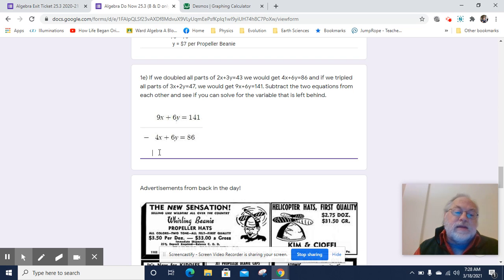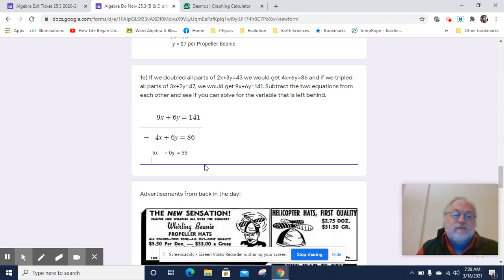So my first thing, I can subtract 9x minus 4x, and I get 5x. And then notice that 5 keeps showing up. And then 6y minus 6y is 0y. And then 141 minus 86. Okay, let's see. 1 minus 6, we're going to borrow from the 4, so that's an 11. 11 minus 6 is 5. And then I've got a 13 because I borrowed from the 4. So 13 minus 8, really 130 minus 80 is going to be 50, so 55.